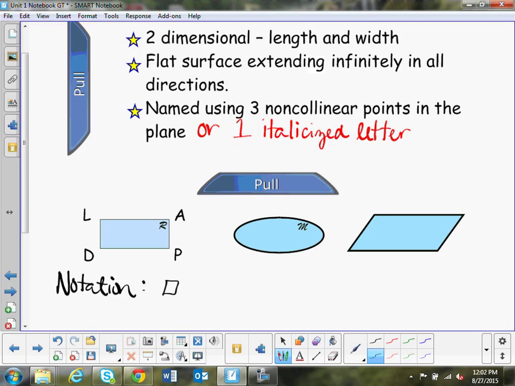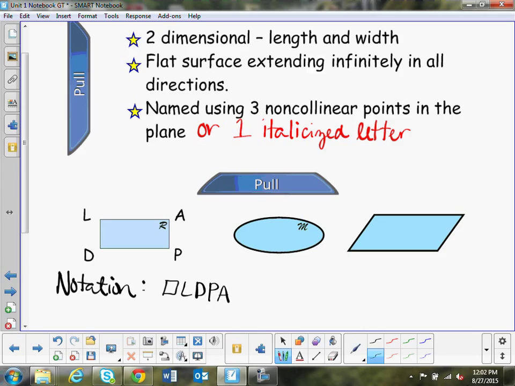Then you would use 3 non-collinear points. So L, D, and E. You can name it like that. Or if you want to use all 4, L, E, T, A, you can do that. But all you need is at least 3.